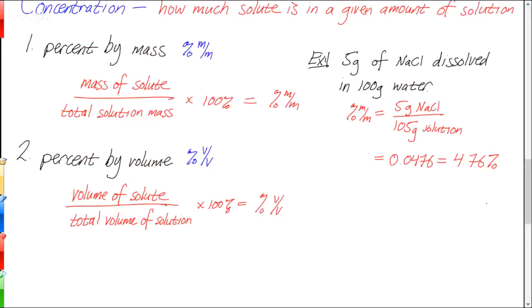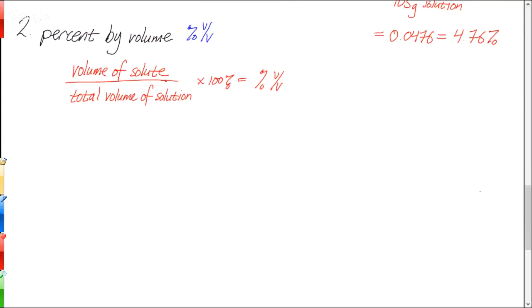Okay, so I think those make sense? Can you calculate percentages that way? All right, the last one is kind of the weird one. And it's called percent mass by volume, or percent M over V.